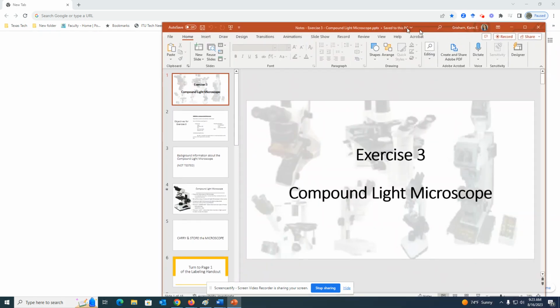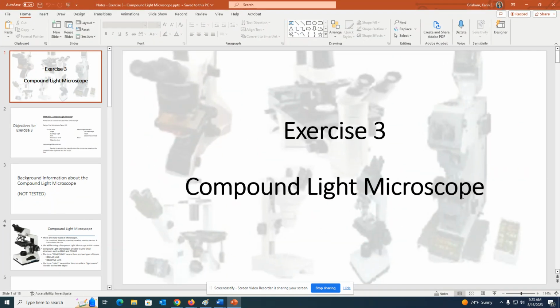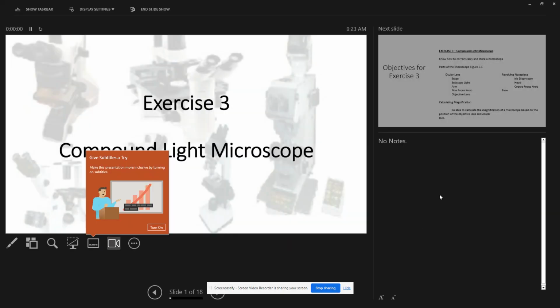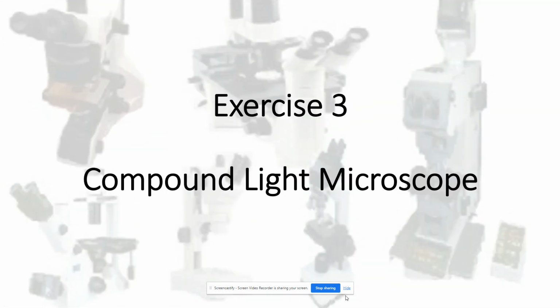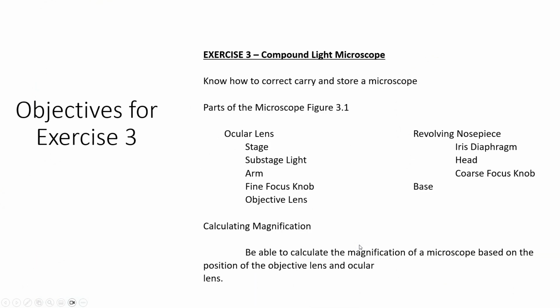Good morning. Let's take a look at exercise 3, which is the compound light microscope. So the objectives, you have these in your things to know information.